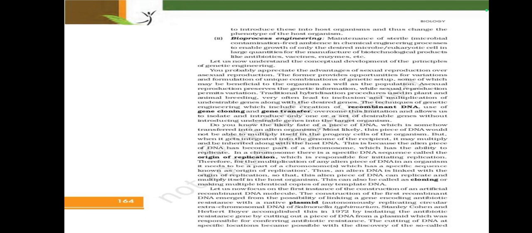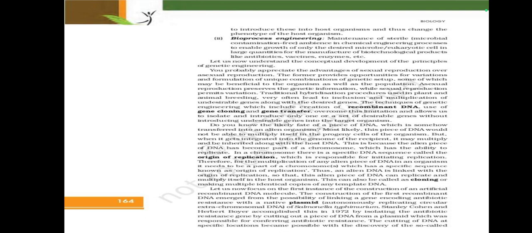Therefore, for the multiplication of any alien piece of DNA in an organism, it needs to be a part of a chromosome, which has a specific sequence known as the origin of replication. Thus, an alien DNA is linked with the origin of replication so that this alien piece of DNA can replicate and multiply itself in the host organism. This can also be called cloning, making multiple identical copies of any template DNA.